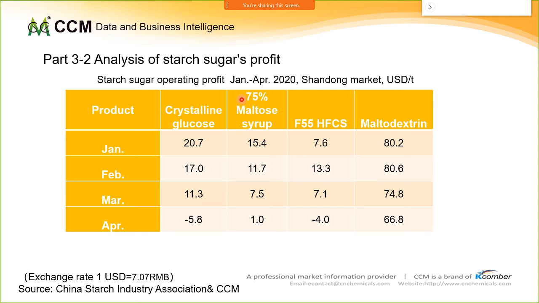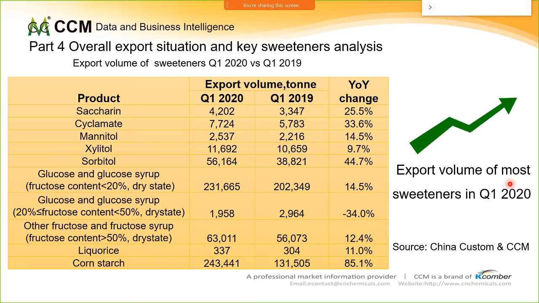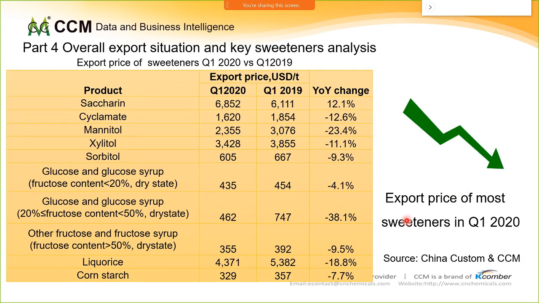Under the shortage of raw material corn and the heavy losses, the operating rate of starch sugar in May is expected to be lower. In the first quarter, the exports of most sweeteners showed a trend of volume increase and a price decrease. Under the epidemic, why is export volume growing against the trend?